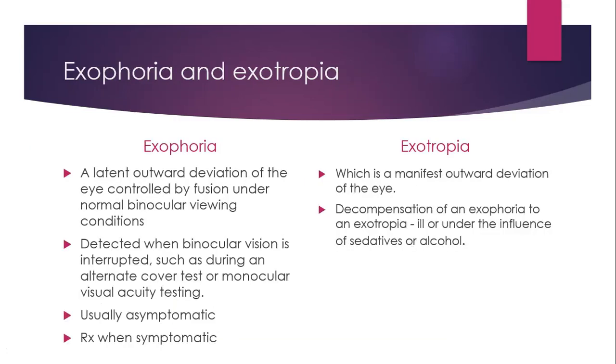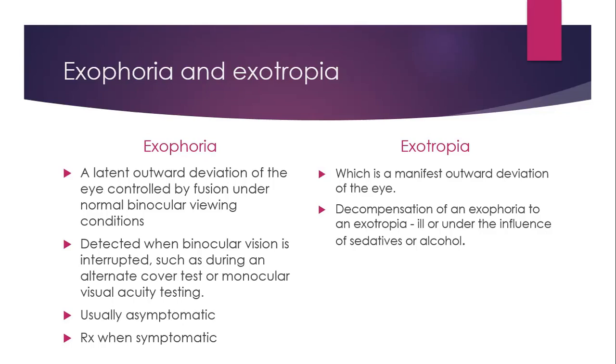These two terms are often confused by PGs. So let me describe what exophoria means. It is a latent outward deviation of the eye controlled by fusion under normal binocular viewing conditions. It is detected only when binocular vision is interrupted, either by monocular occlusion or by the alternate cover test. These are usually asymptomatic and don't require treatment. Treatment is only needed if they become symptomatic. These exophorias can progress into exotropias.